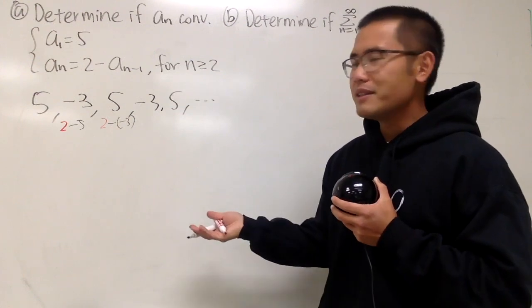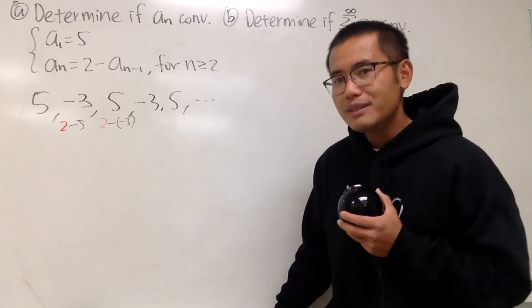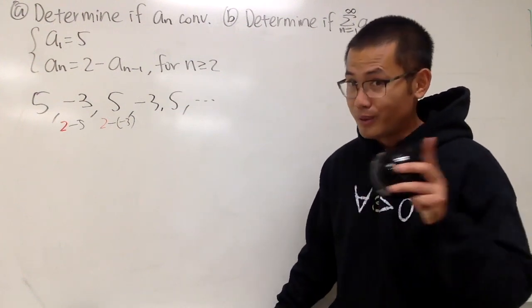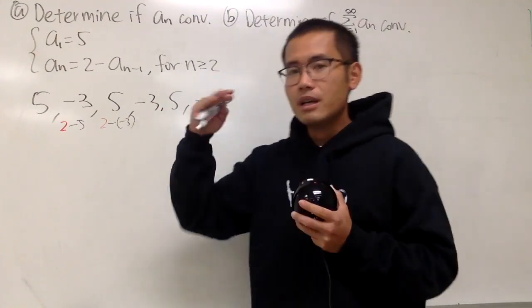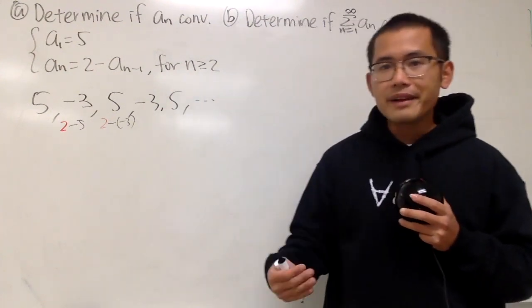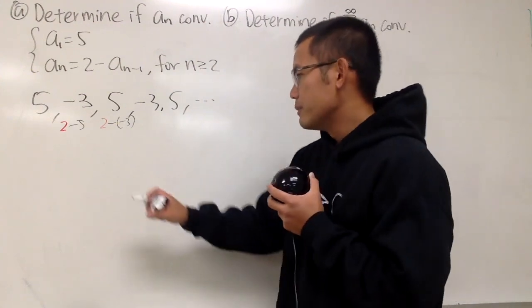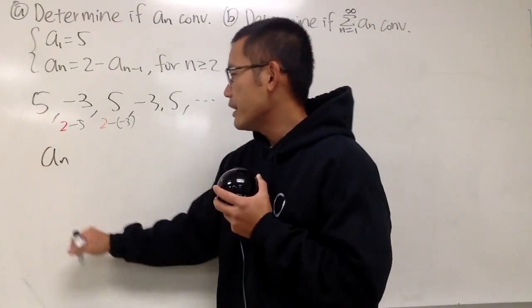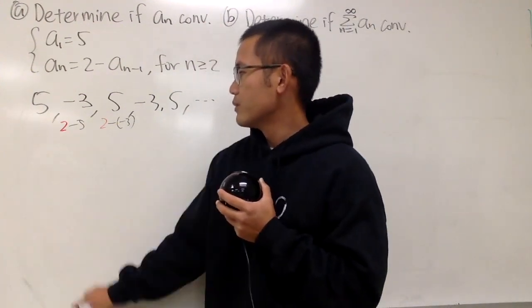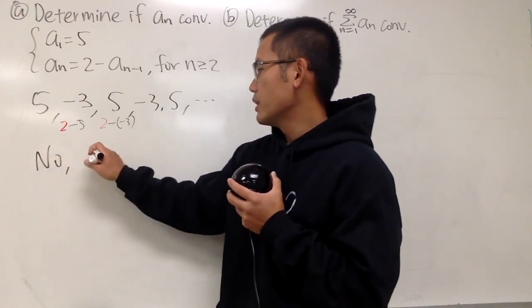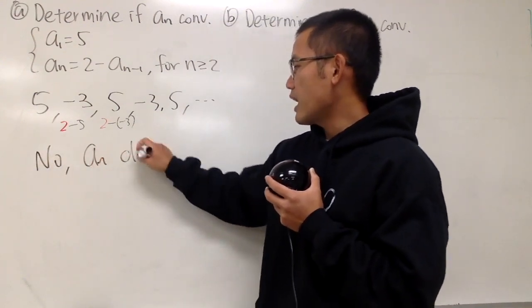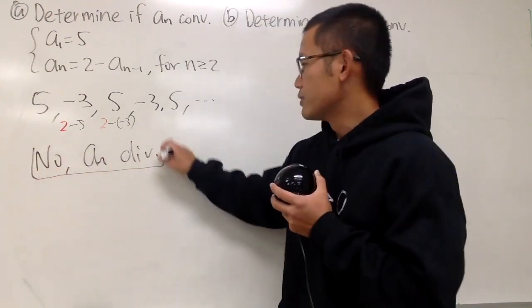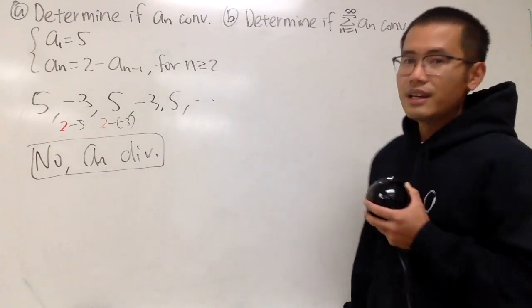So by looking at this, does an converge? No, it does not, because it just keeps bouncing between 5 and -3, right? So let me just tell you guys that an doesn't converge, which means an actually diverges. So this right here is it.